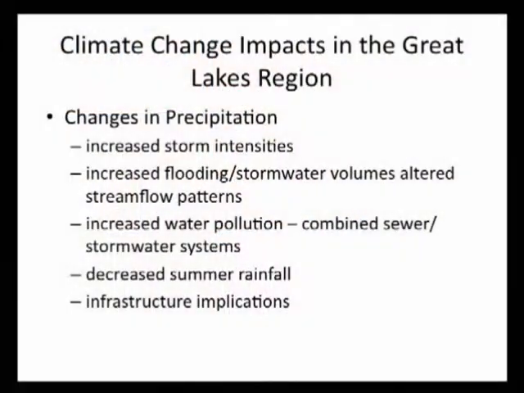Now, this is the one that really I think we're more concerned about, the changes in precipitation. And so we're going to see increased storm intensities, increased flooding, stormwater volumes are going to be up. We're going to have faster rains, flashier floods. Stream flow patterns are going to change slightly. We're going to see increases in water pollution.